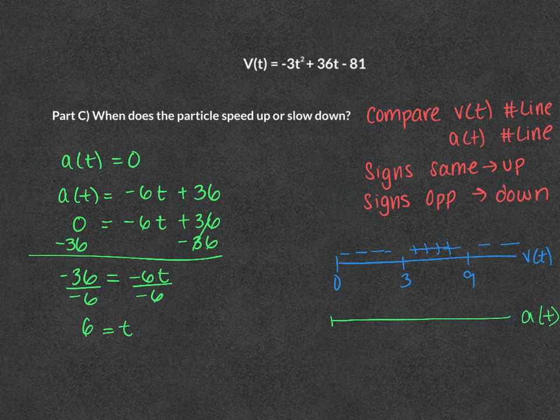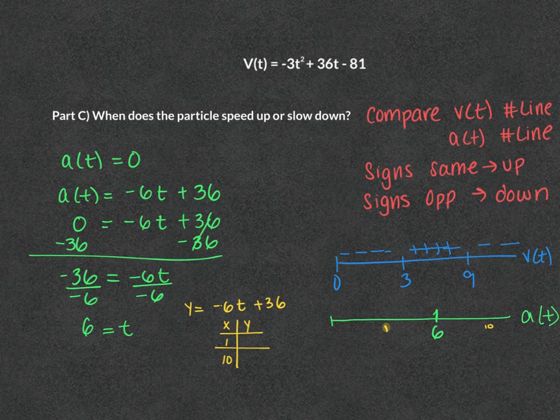So 6 is where acceleration is 0, so I'm going to go ahead and put 6 here. And we do have to test a couple of values for our acceleration. So I'm going to test 1, which will be here, and then I'll test, say, 10, which would be over there. So again, go to your y equals, but this time you're putting in your acceleration function, negative 6t plus 36, and test the value at 1 and at 10. Pause the video and then hit resume when you're ready.